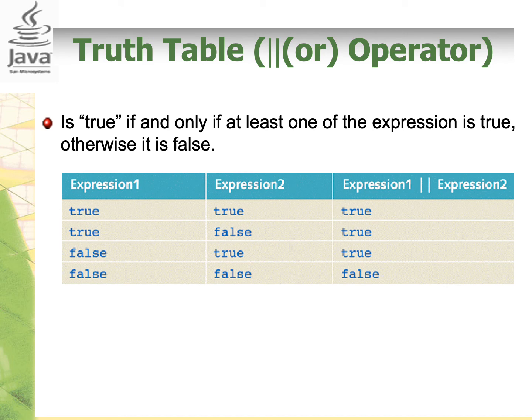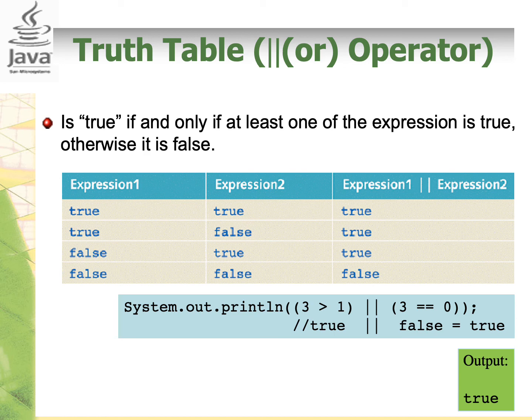Let's look at the OR operator. In AND, both have to be the same so that the result will be true, or both false. In the OR operator, if at least one of the expressions is true, the output is true. Otherwise, it is false.